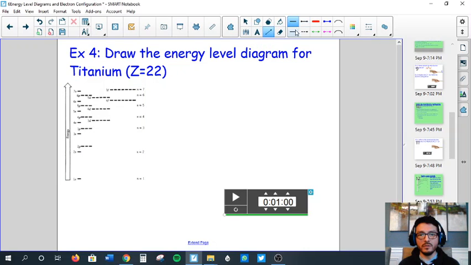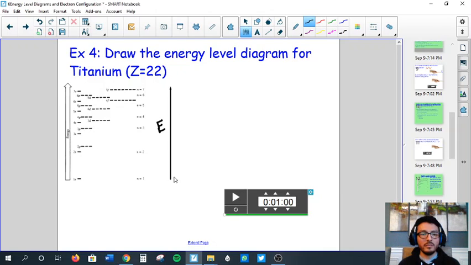Let's start off with an arrow. So arrow always pointing up, right? You'll want to write E, right? E for energy level diagram. Then we begin at the very bottom. So this is correct. We begin at the very bottom. I'm going to undo that. That doesn't look good. Okay, so that's 1s.